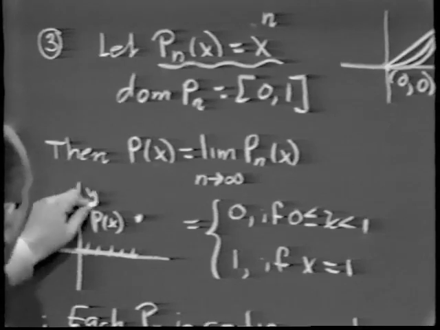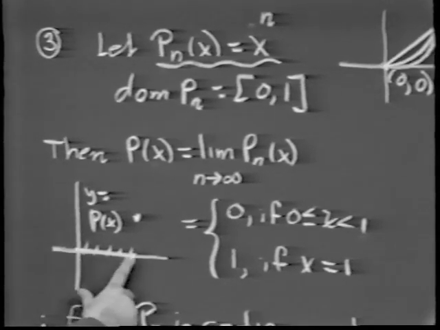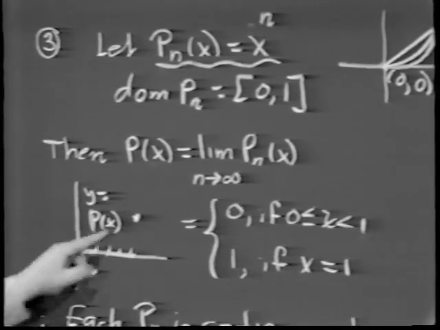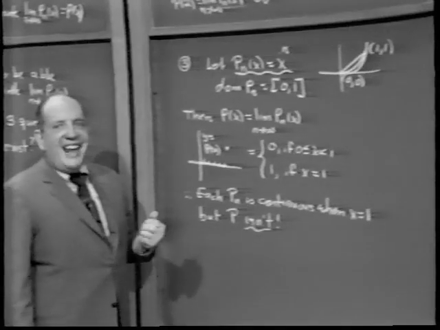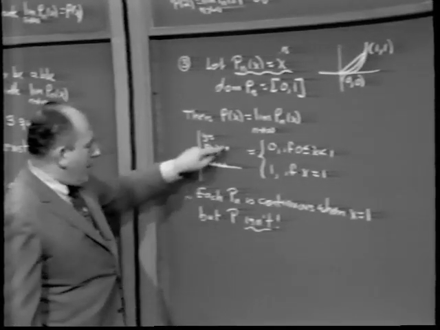This is the graph y equals p of x. It's 0, all of a sudden it jumps. Is the limit function, therefore, continuous at x equals 1? The answer is no. There's a jump discontinuity here.